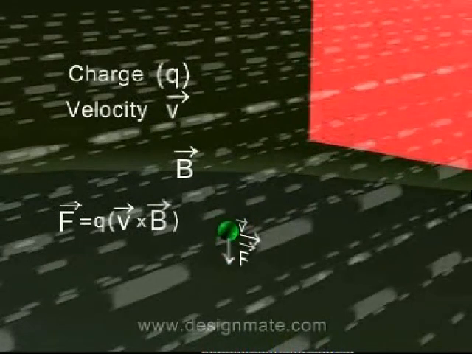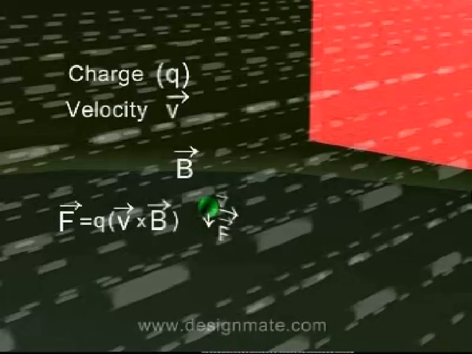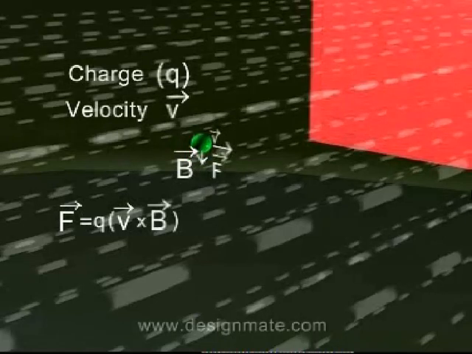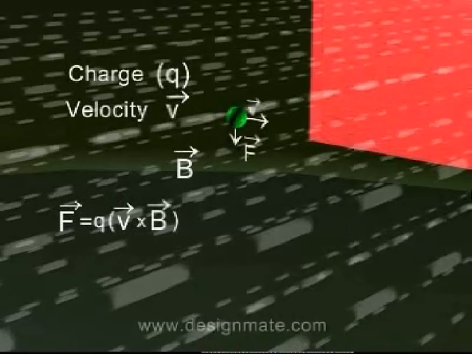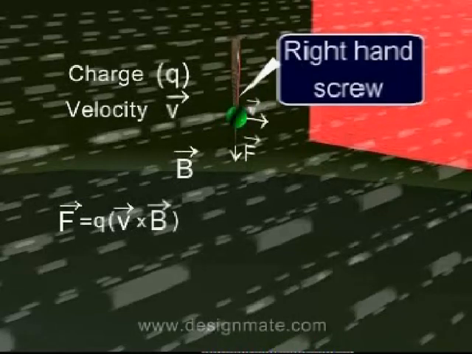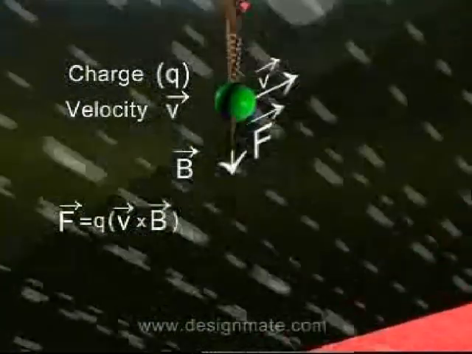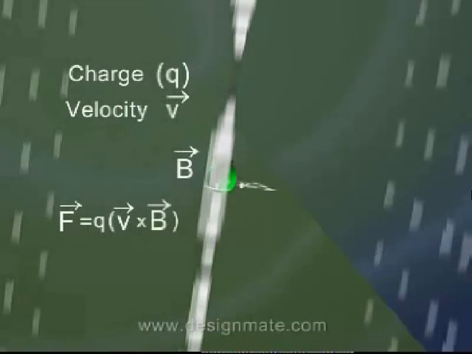The direction of force vector F appearing in the equation vector F is equal to q into vector v cross vector B can be determined with the use of the rule of the right-hand screw. It is clear that this force acts in the direction perpendicular to both the velocity vector v and the field vector B.